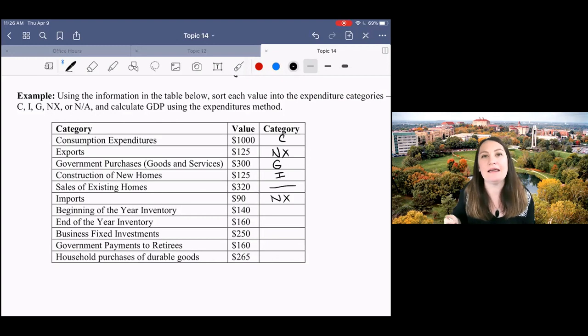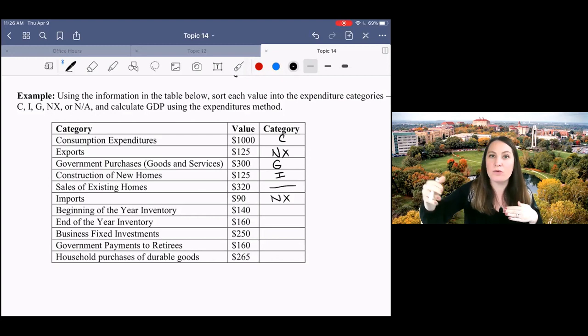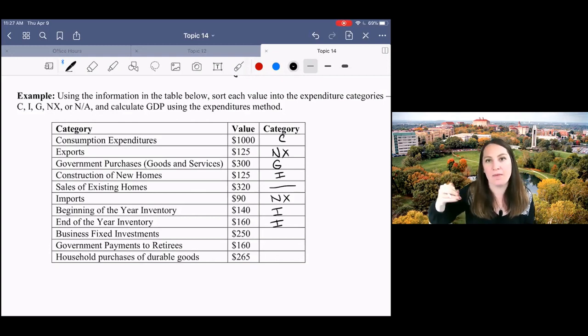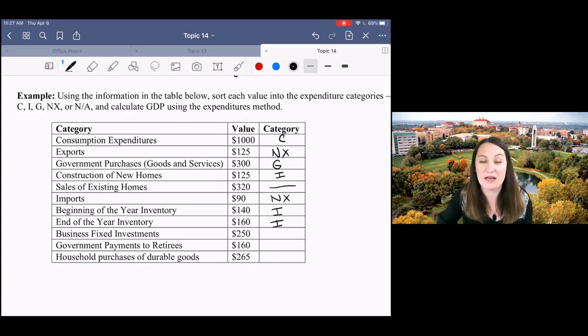The next one is a tricky one. Beginning of the year inventory and end of the year inventory. This is how we think about changes in investment over time, right? We start out with some number of goods at the beginning of the year. Now we've added some more to that. We've invested in our business. We've accumulated inventory. And so what we're going to do is put both of these into investment, but only the difference is going to count towards GDP. So we're going to do end of the year inventory minus beginning of the year inventory to show how much investment spending we had to increase our inventory during this time period.